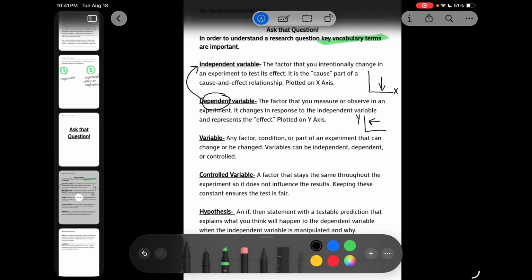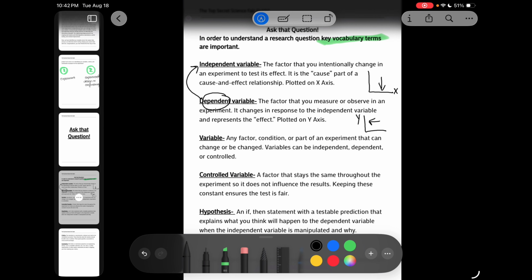Just defining a variable, to give you a little bit more context, a variable is any factor, condition, or part of an experiment that can change or be changed. Variables can be independent, dependent, or controlled. So you can change it. If you can change it, then that means it's the independent variable. And if it's basically going to be changed depending on what you change, what the independent variable does, that's going to be the dependent variable. And then also controlled variables.